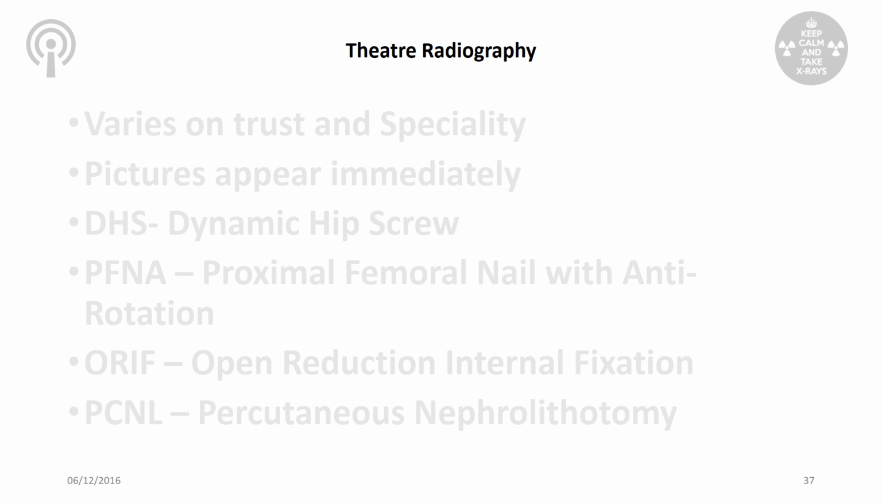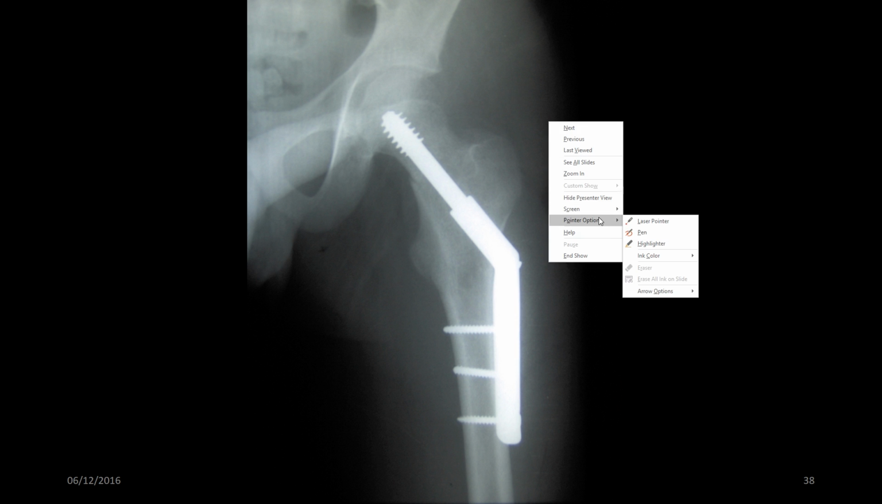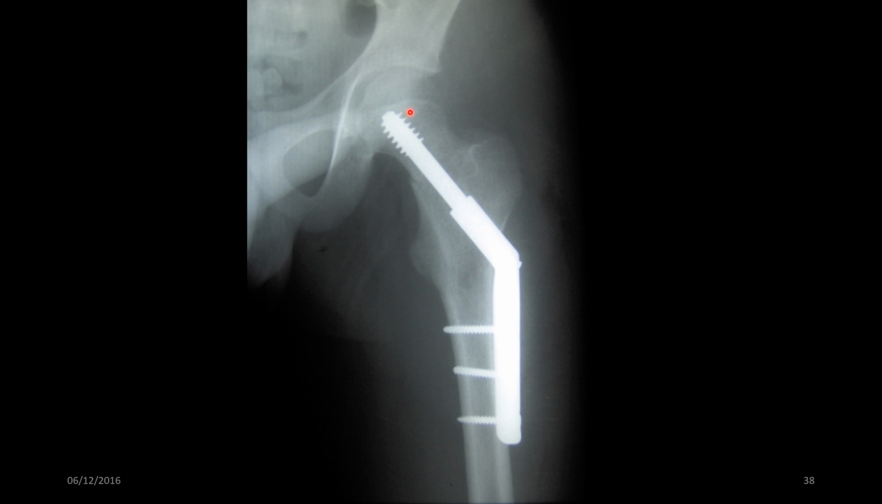So an example, I spoke to you about DHSs. This is a DHS. It sounds like a DFS, but it isn't. Terrible. So this is a DHS, or dynamic hip screw.